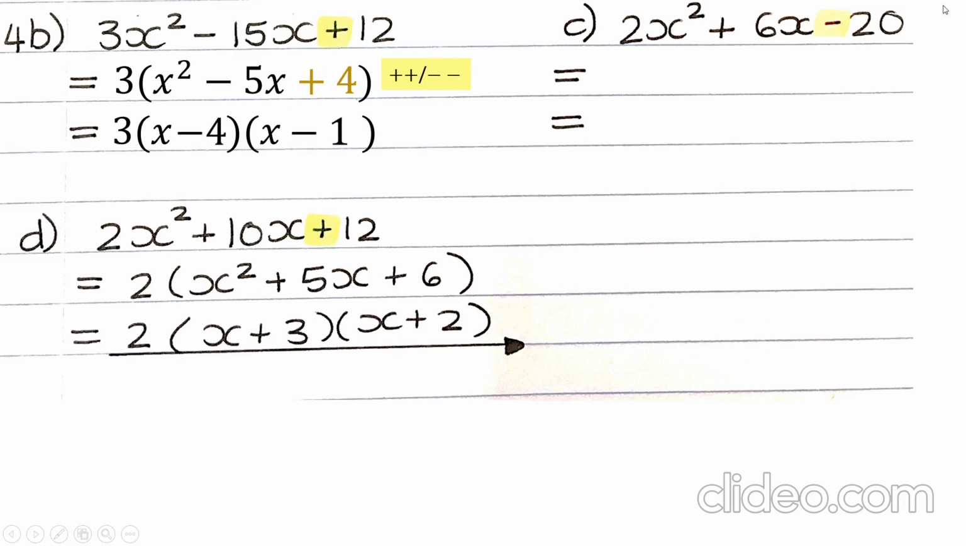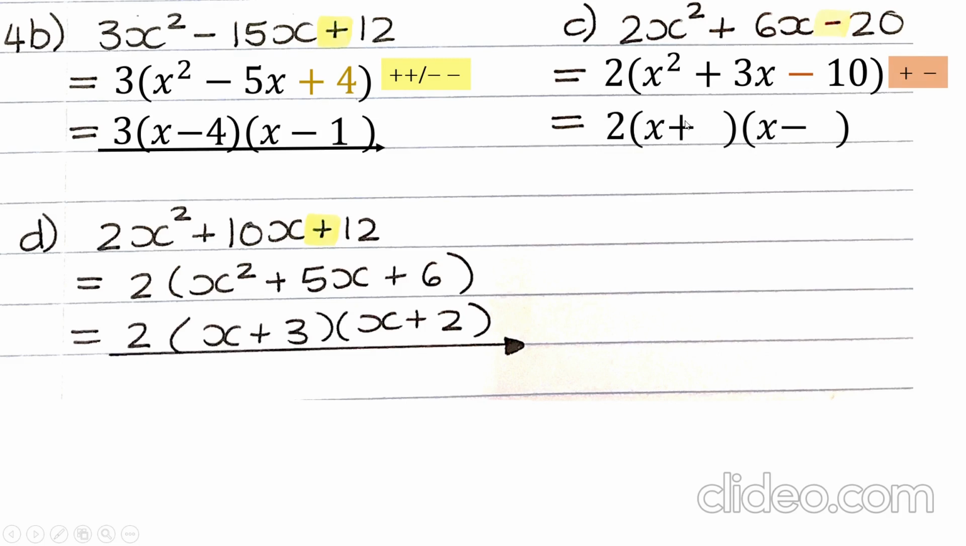C, I'm going to divide through by 2 by taking out a highest common factor first. So I divide through by 2 and this is what I get. Okay, for once I've got a negative in my last term. So I'm not going to have 2 pluses or 2 minuses in my bracket. The one is going to be a positive bracket, the other one is going to be a negative bracket. Okay, so it's going to look like this, 1 plus 1 minus.